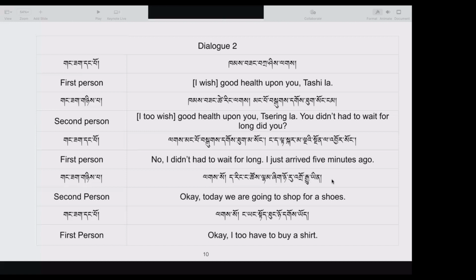If you're planning for something, zi. If you're going to do something, gyu. Lasso, tering nganchu tamshin yoru dogyuin. Okay, today we're going to shop for shoes. Lasso, ngaya detung nyogyu. Which means, okay, I too have to buy a shirt. Detung means shirt.